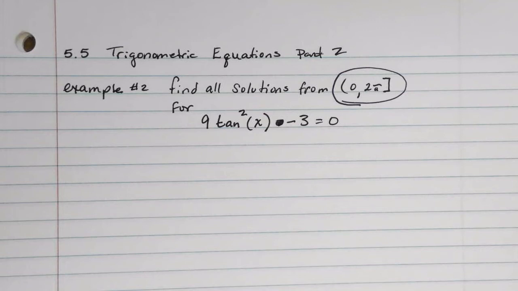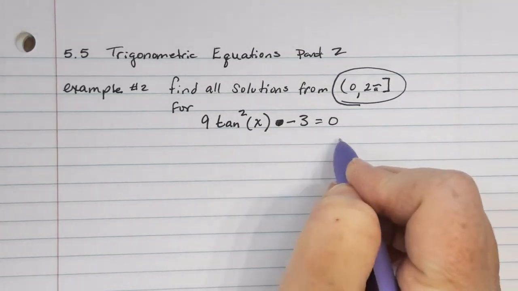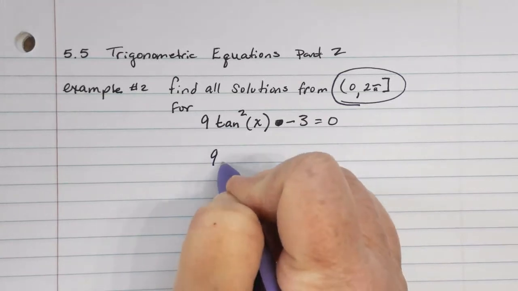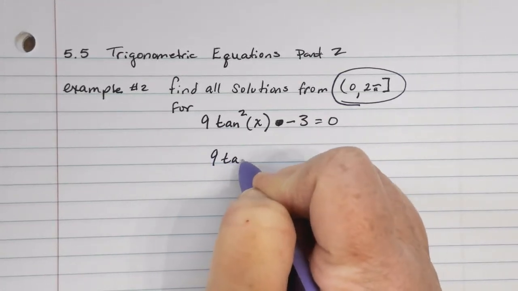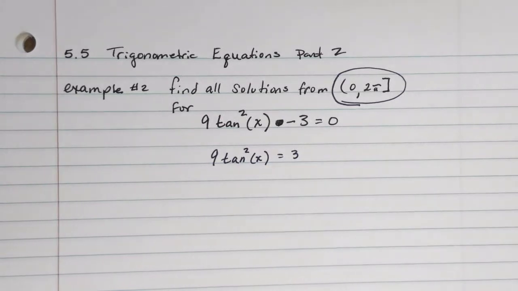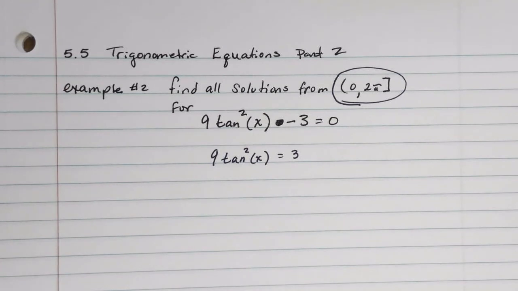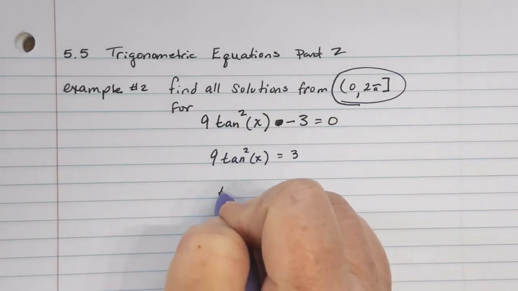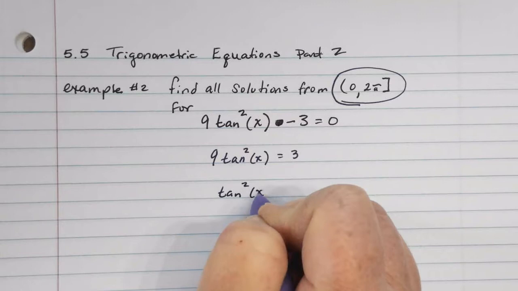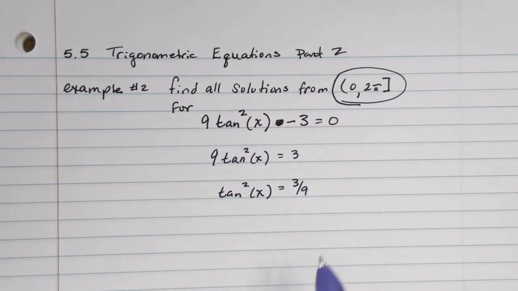So the first thing we want to do is isolate the tangent function so we can then isolate the value of x. So we're going to use standard properties, add 3 to both sides. So then we have 9 times tangent squared x equals 3. We're still trying to isolate the tangent, so we want to divide by 9. So we have tangent squared x equals 3 over 9, which is the same as 1/3.